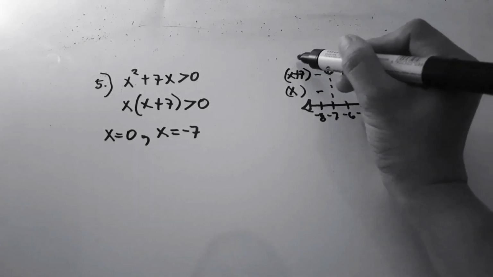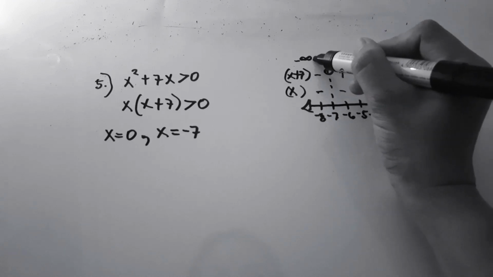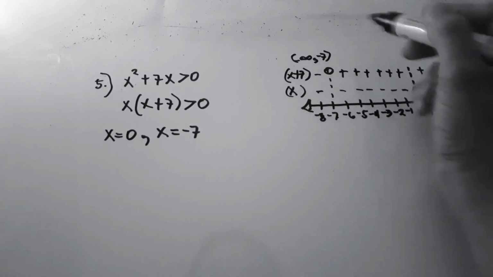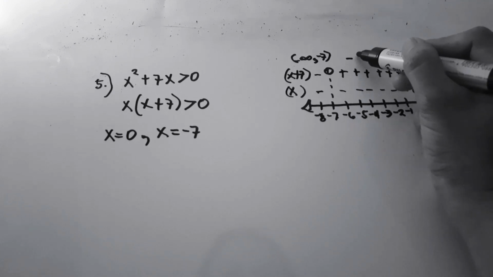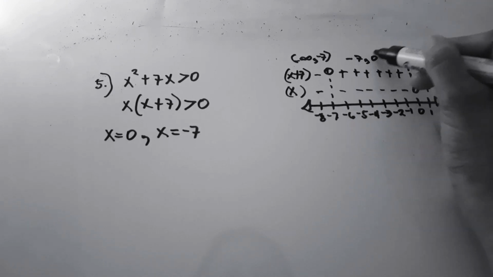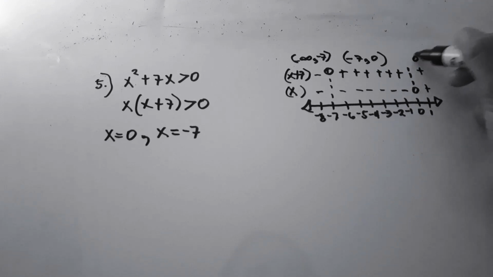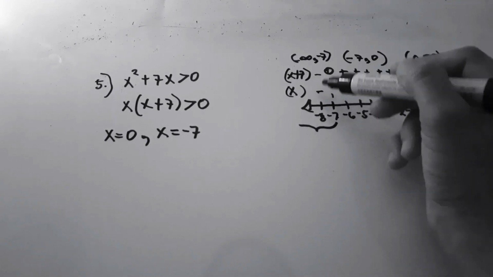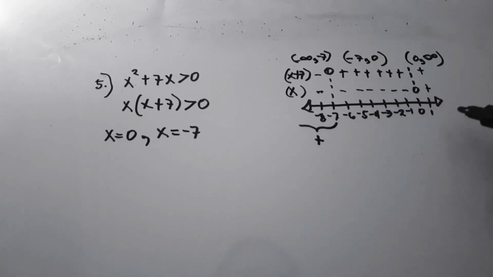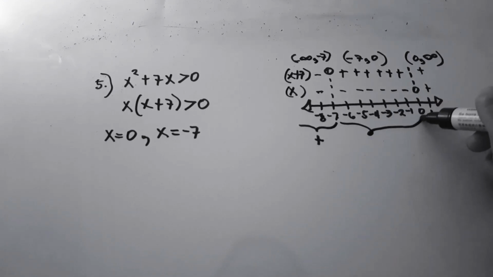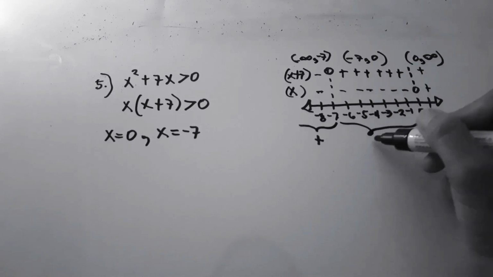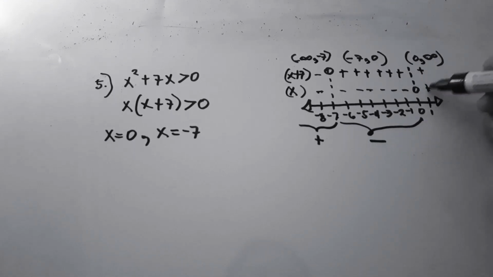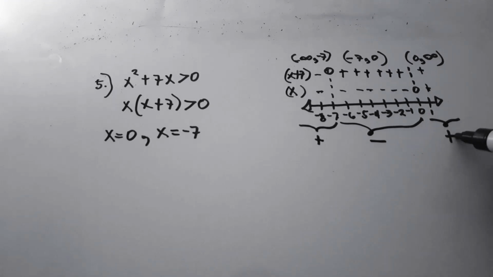So when we use the intervals here, negative infinity to negative 7, negative 7 to 0, and 0 to positive infinity. In the first interval, we have negative times negative, which is positive. In the second interval, positive times negative is negative. And in the last interval, we have positive times positive, which is positive.